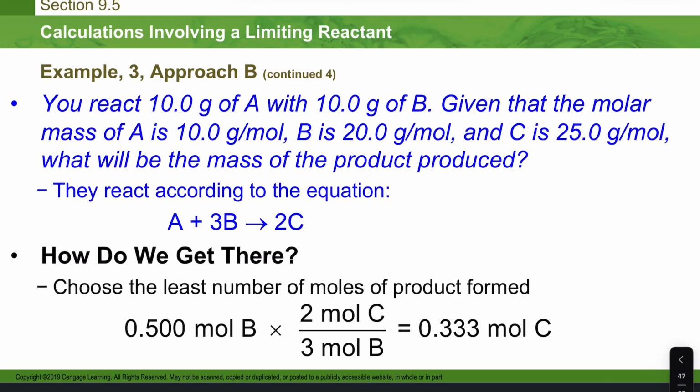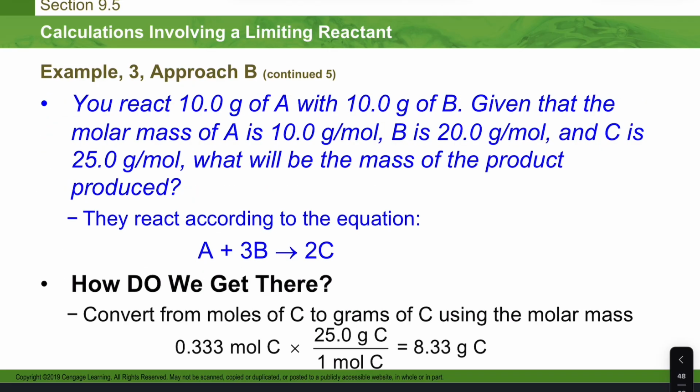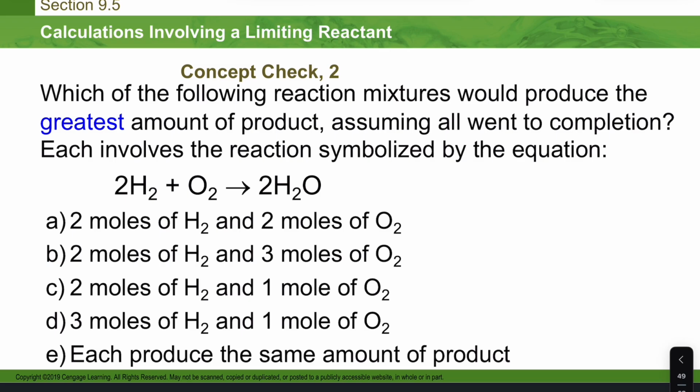From there, we can convert that to the number of grams, and we'll end up getting the exact same answer. This is the exact same calculation. Well, it's very similar. No, it's the exact same calculation that we ended up with on the previous page. Okay, go ahead and try this out, and let's reconvene in a second.